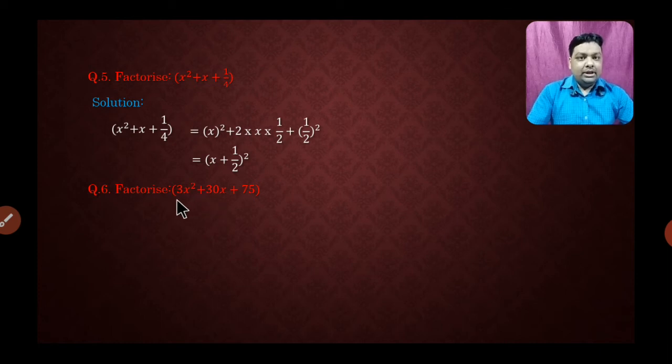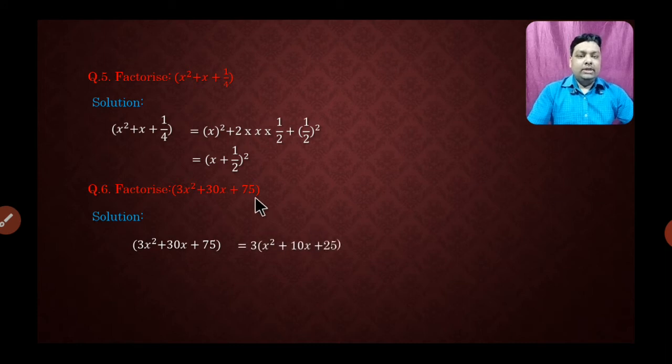Now 30 is a multiple of 3? Yes, 30 is a multiple of 3. It means we can also take 3 common from the second term. Now the last term, 75. 75 is also a multiple of 3. It means we can also take the common 3 from this term. So all together we can take out 3 as common. At first we will write the question, then we will take 3 common.